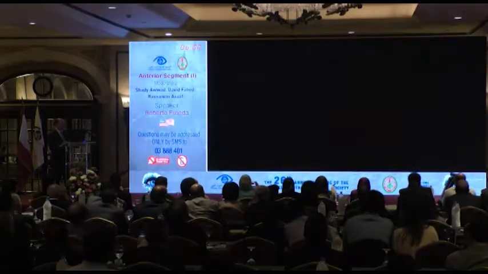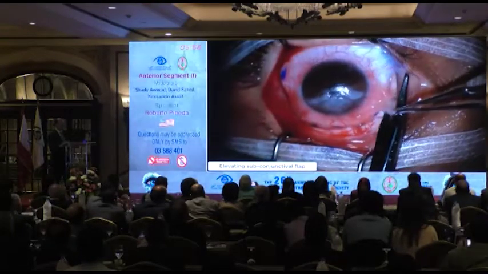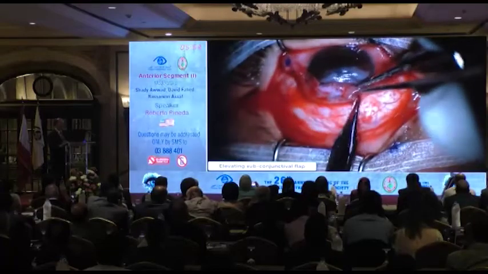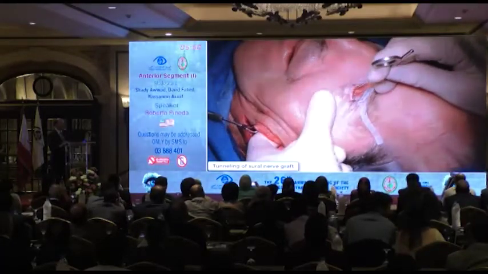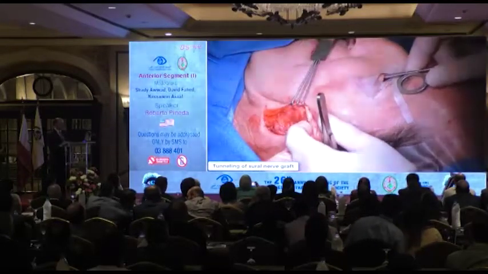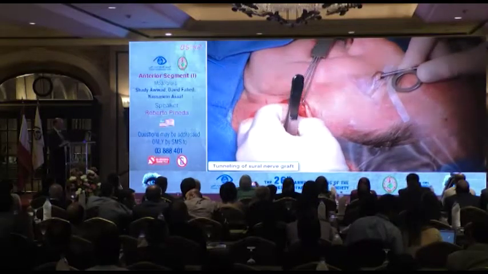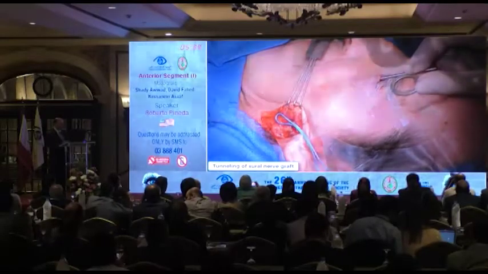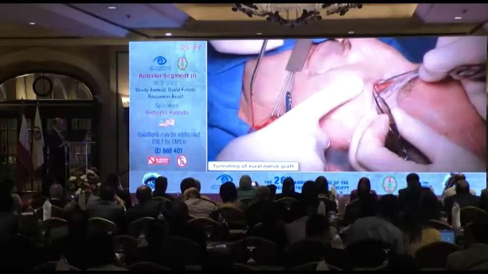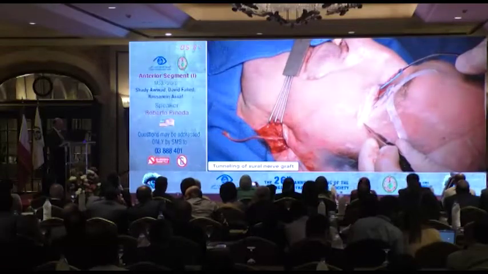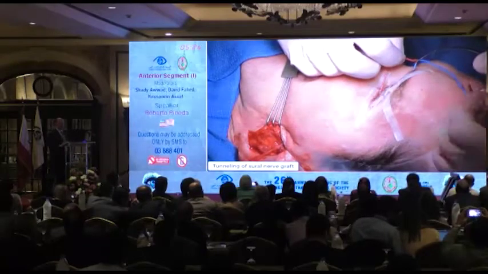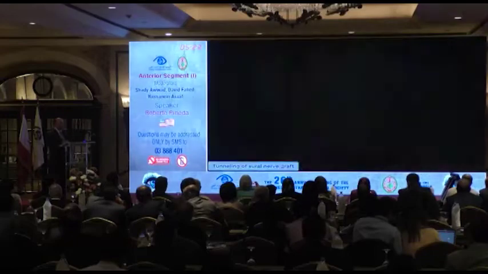And once that's done, we go ahead and do our inferior fornix-based peritomy, and then create these scleral corneal tunnels. Oh, I'm sorry, we pull through the sural nerve first. And here you can see us passing it down with, I think, this is a right needle, taking the sural nerve up through this and pulling it out through the lower fornix. This is about a 3-hour surgery, so it's not quite like cataract surgery.